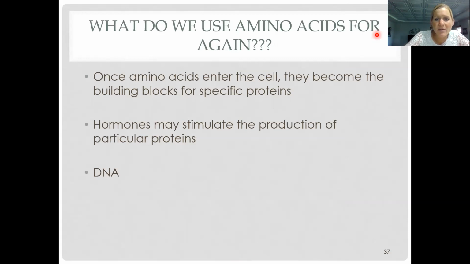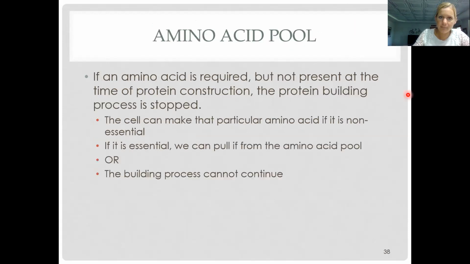Hormones may stimulate the production of particular proteins. Testosterone can increase muscle size and thus increase the production of contractile proteins. So again, having a significant amount of testosterone will assist in building of different proteins. Also, DNA includes the actual instructions on how to construct a particular protein, and the DNA is located within the cell nucleus.